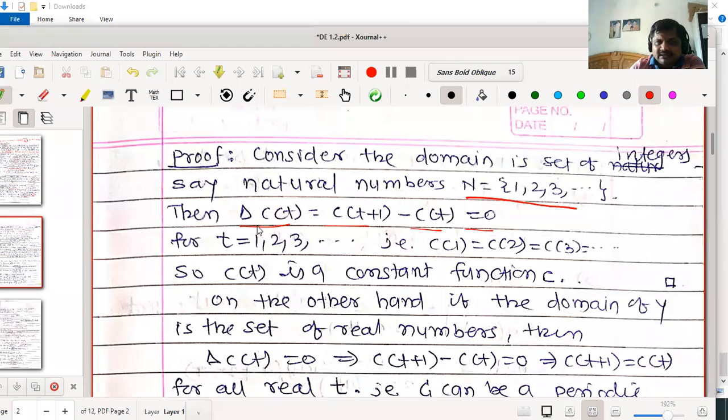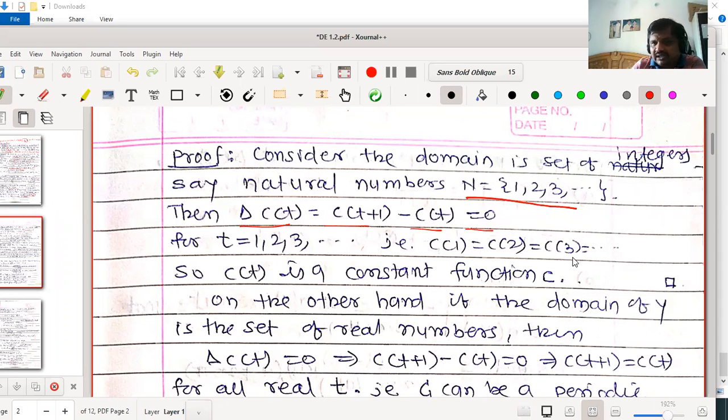Now what does this imply? Delta ct equal to 0. It implies if I put t is equal to 1, what you will get? C of 2 minus C of 1 is equal to 0. What is meant by that? C of 1 equal to C of 2. If I put t is equal to 2, what you will get? C of 3 minus C of 2 equal to 0. That is C of 3 equal to C of 2. Hence, if I take t is equal to 1, 2, 3 and so on, what you will get? It implies C of 1 equal to C of 2 equal to C of 3 equal to so on.